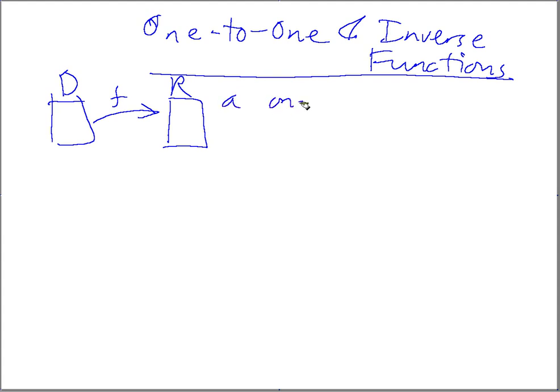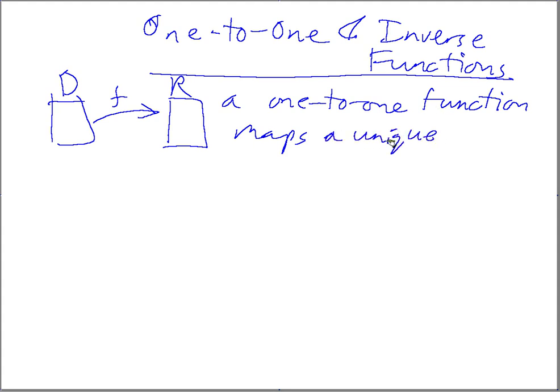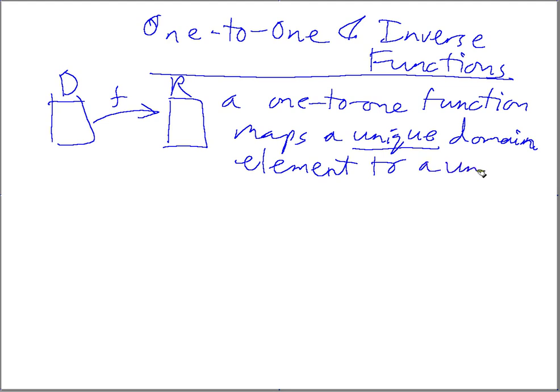Let me say that a one-to-one function maps a unique, keyword is the word unique, domain element to a unique range element. Unique range element. Now, earlier in the semester, again, keyword being unique.